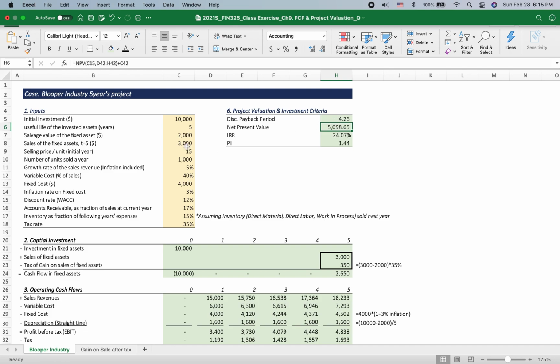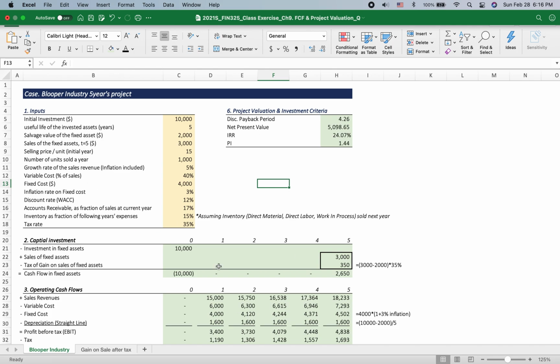If this project required a discounted payback period of at most 4 years, this project should be revised or rejected because it takes 4.26 years. But if there's no other information, this is definitely acceptable because the net present value is higher than 0.